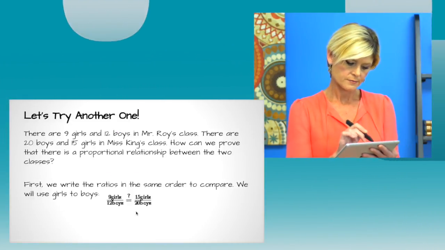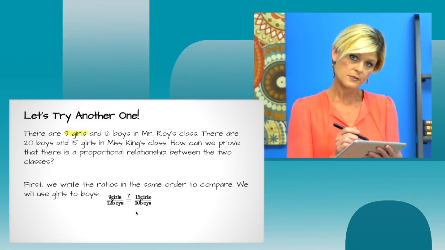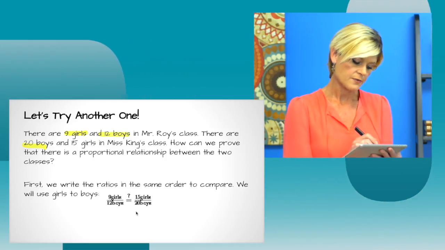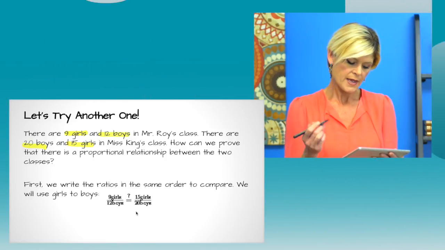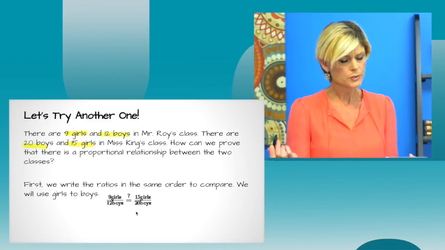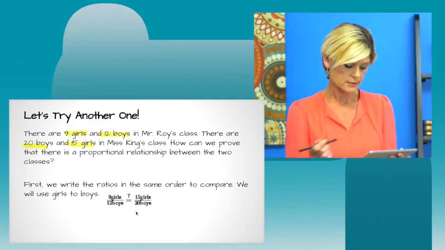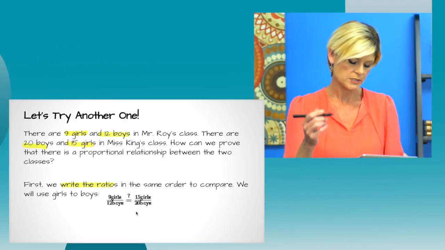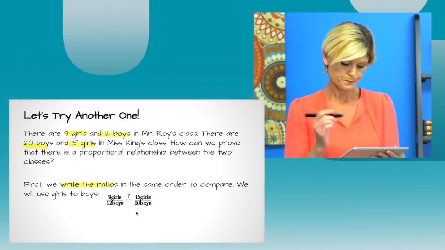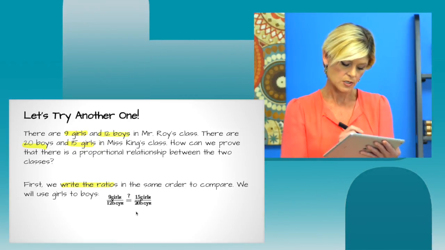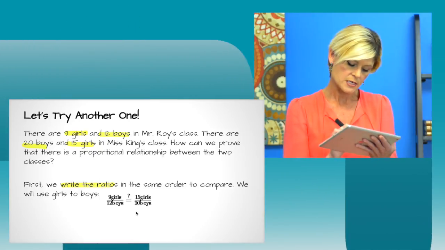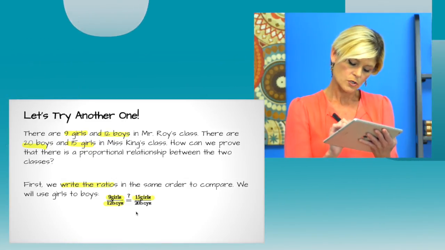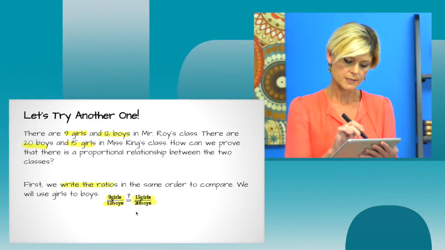All right, let's try another one. There are 9 girls and 12 boys in Mr. Roy's class. There are 20 boys and 15 girls in Miss King's class. How can we prove that there's a proportional relationship between the two classes? So the first thing we want to do is write the ratios in the same order on both sides because we want to compare the same things on the same side. So let's do girls to boys. So we have 9 girls to 12 boys equals or does not equal 15 girls to 20 boys.